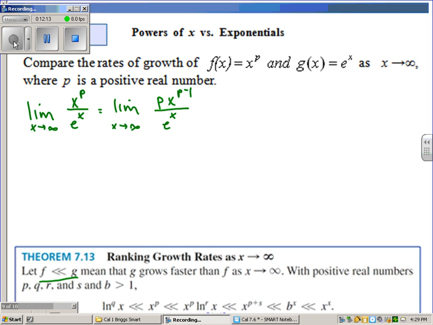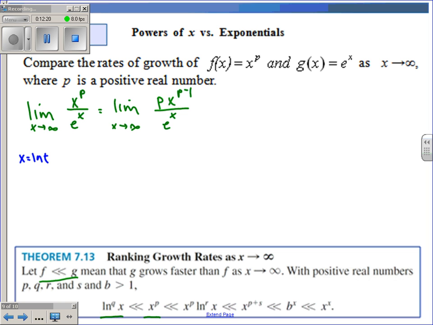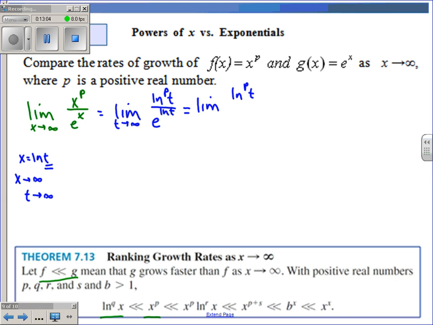But let me show you a little substitution, a little trick to actually see it more clearly with our previous results. I'm going to let the x here equal another variable. I'm making a change of variables. I'm going to let x be natural log of t. So this is going to become the limit of natural log of t to the p power over, on the bottom, e to the natural log of t. Now notice as x approaches infinity, then t is also going to approach infinity. Simplifying this, I have the natural log to the p power of t, and on the bottom now I'm just going to have a t, and I'm letting t go to infinity.